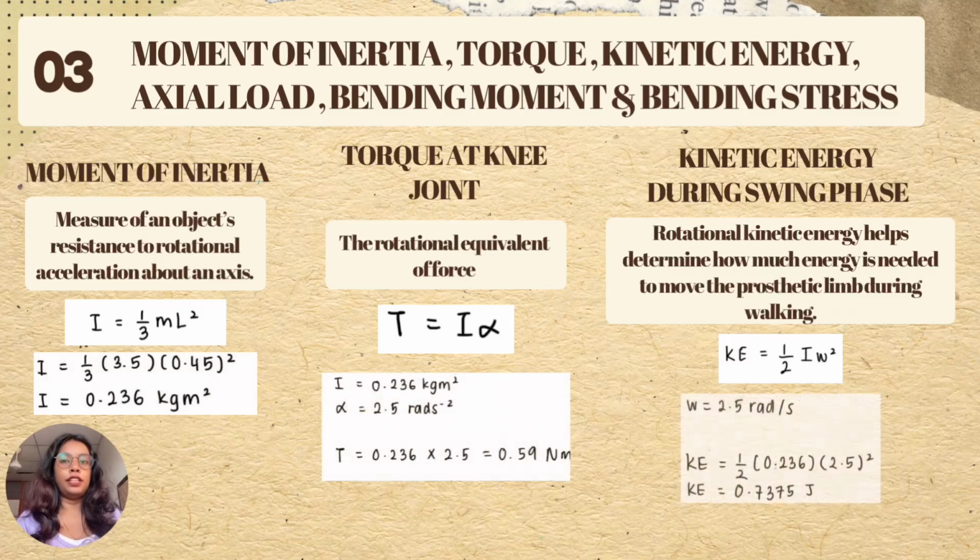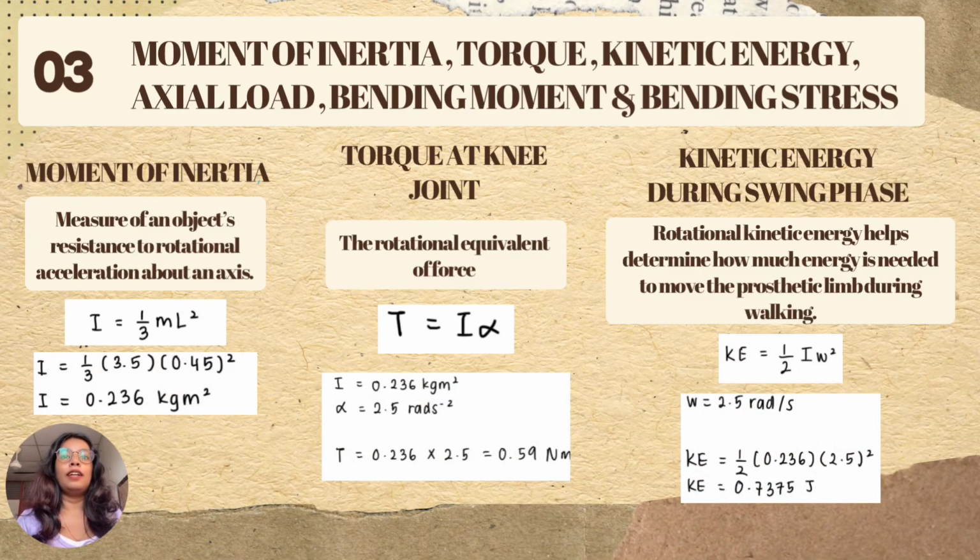First is moment of inertia, which measures an object's resistance to rotational acceleration about an axis. The formula is I equals 1/3 mL square. M is the mass of the below knee prosthetic and L is the length from knee to foot. According to the assumption, M is 3.5 kg and L is 0.45 meter. When we substitute in the formula, we get I equivalent to 0.236 kg meter square.